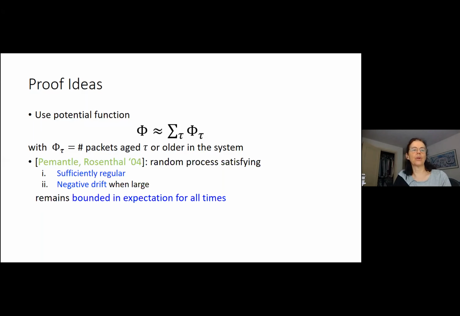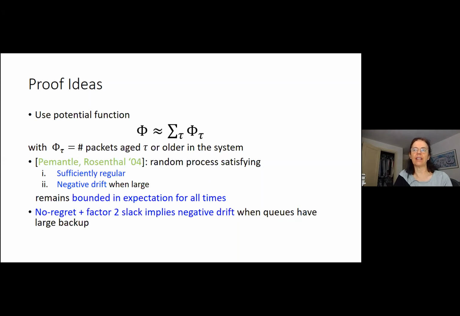Our main mathematical tool is this very nice and useful theorem of Pemantle and Rosenthal that says that a random process that's sufficiently regular, and I'll come back to what sufficiently regular means, and has a negative drift whenever phi is large, is guaranteed to stay bounded in expectation. So what I need to prove, basically, there's a technical condition that it should be sufficiently regular. Again, I'll come back to this. But the main essence is, I want to claim that when phi is really big, there's negative drift. That is, if there are many old packets around, phi is high, then this function phi is expected to come down. And this is what I have to prove using the fact that they are all no-regret learners.